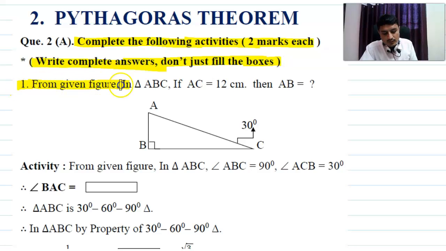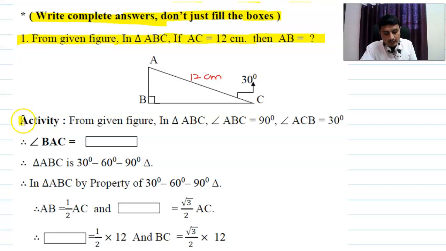Look at the first question. From the given figure, triangle ABC, if AC equals 12 centimeter, then AB equals to. We have been given the activity in this form. From the given figure, triangle ABC, we have angle ABC equals 90 degree and angle ACB equals 30 degree.